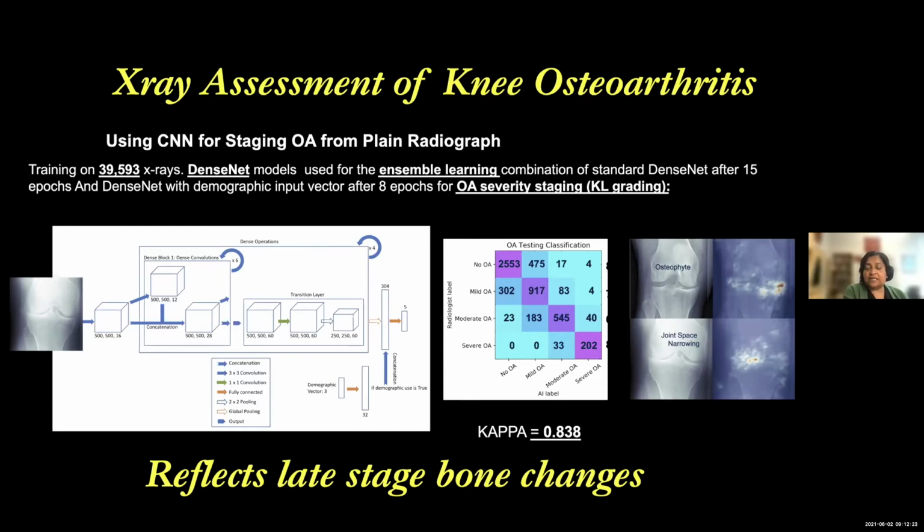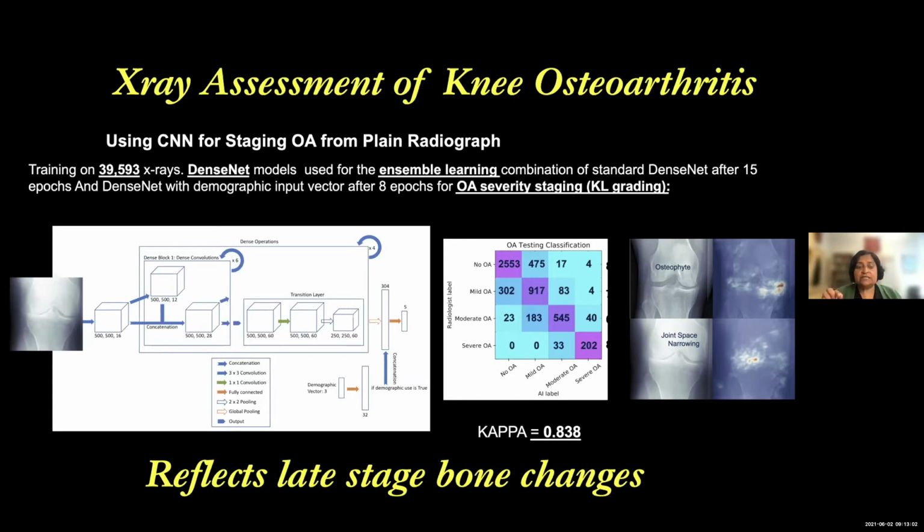But the Kellgren-Lawrence scale essentially grades the joint, starting with grade 1 being mild, and then all the way to severe, where there's absolute joint space narrowing and the joint is totally macerated, with severe osteoarthritis. A lot of these are graded by radiologists. It reflects the late stage of bone changes, but we and others have developed AI algorithms, basically training the model to identify the Kellgren-Lawrence scale grades in radiographs.